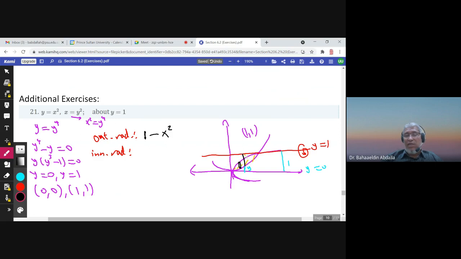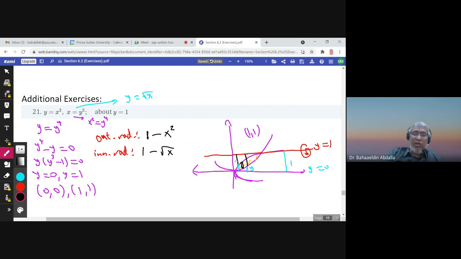Inner radius is this distance to the inner curve. This is the y, again, this is the y of this curve. So we have to write it in y. So it's a square root of x, positive or negative, but we are in the positive side of y. So square root of x. So the inner radius would be 1, the blue one, minus the blue one here, which is square root of x. This will give you the black distance or the inner radius.